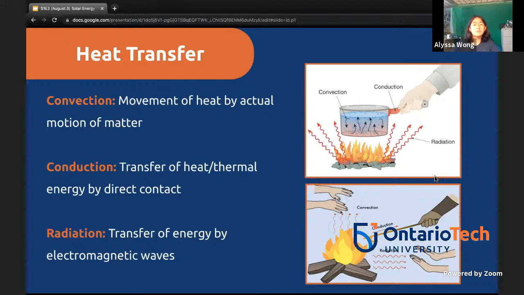Final definition is radiation, which is the transfer of energy by electromagnetic waves. This one is probably the most difficult one to notice, partially because the first two are much easier to notice in examples. But with this one, if you go near a fireplace, you can see that it's looking hot. If you look above the fireplace and you see the smoke, if you look through it, it's not very clear what you can see. So that's an example of radiation. If you ever go camping this summer, check it out.